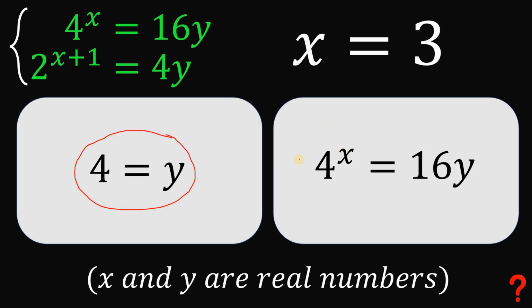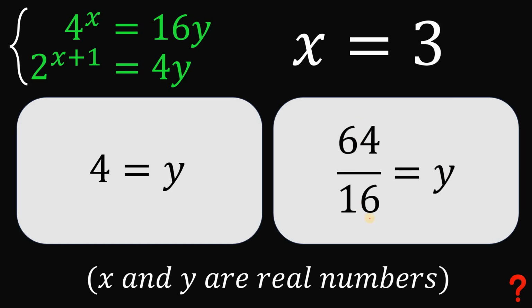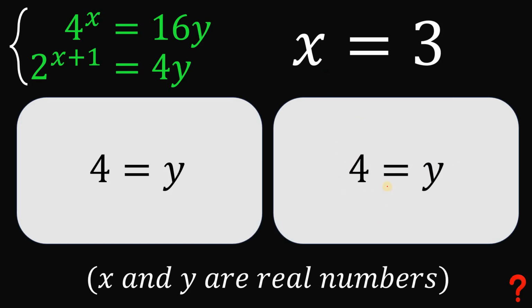Now, how about the second equation? Of course, the answer must be the same, but let's check also. So let's replace this x with 3. And 4 raised to the power of 3, this will give us 4 times 4, 16 times 4 is 64. And to solve for the value of y, let's divide both sides by 16. And then 64 divided by 16, this will give us 4. Also, of course, if x is 3, y must be equal to 4.